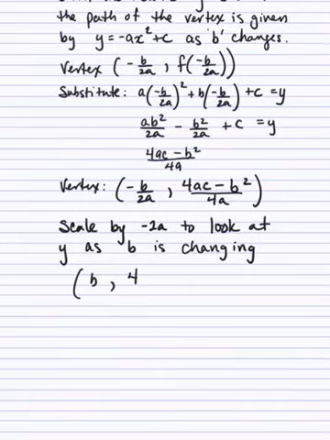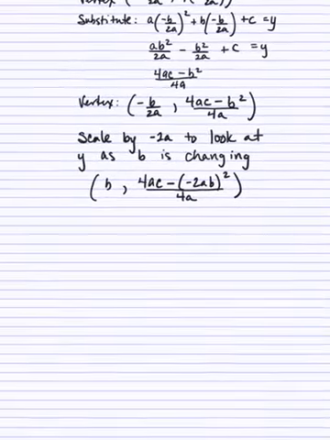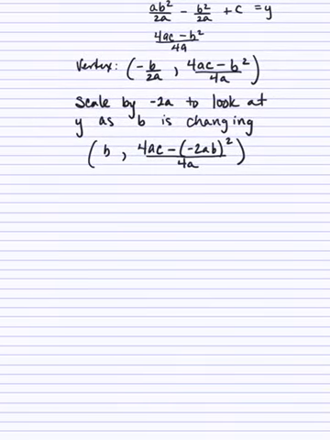And then instead of just having 4ac minus b squared, b gets changed because we're scaling it to negative 2ab squared all over 4a. So in order to start to see our pattern, what we need to do is simplify that. And we end up with c minus ab squared.